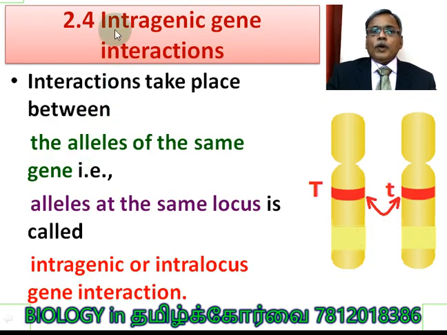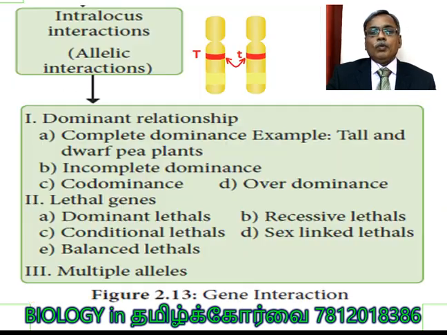Now 2.4, intragenic gene interaction. This can be asked in a 5-mark question. Interaction takes place between the alleles of the same gene. Now these are the two alleles of the same gene. This is one of the simple Mendelian examples for intragenic gene interaction, where capital T interacts with small t to produce tallness. Then it is called intragenic, within the gene, where the alleles occupy the same gene locus, also called intralocus gene interaction. So what intragenic or intralocus gene interaction is can be asked in a 2-mark question. Please take note of it in your notebook.